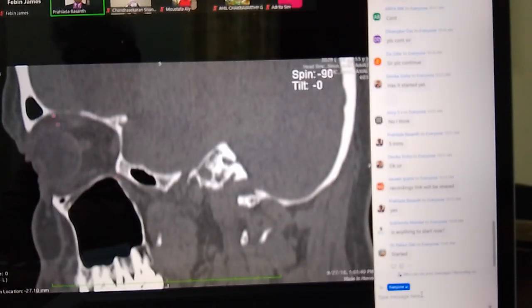Okay, pterygomaxillary fissure. This is the frontal sinus, frontal bone, and roof of the orbit, floor of the anterior cranial fossa, middle cranial fossa, greater wing of the sphenoid. Okay, and further medially, we have little bigger foramina. This is a 1.5 mm thickness. That's why we are jumping too much.